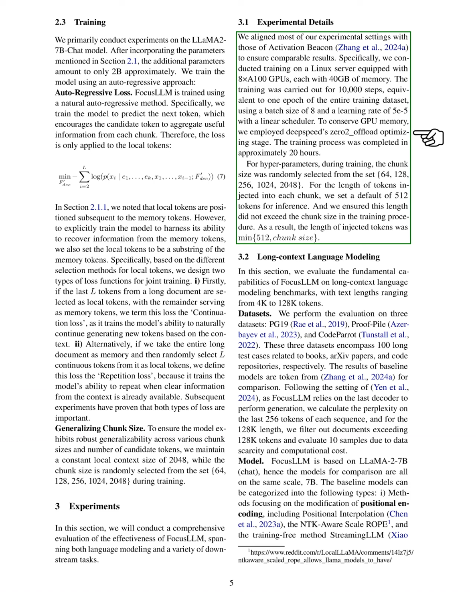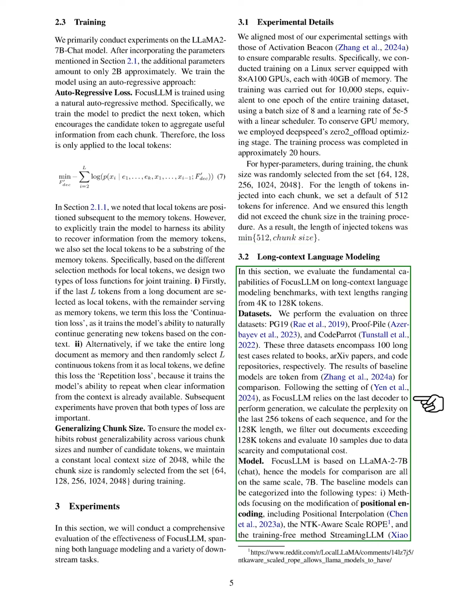Section: Long Context Language Modeling. In this section, we evaluate the core abilities of FocusLLM on long context language modeling benchmarks, with text lengths ranging from 4,000 to 128,000 tokens. We assess 3 datasets: PG19, ProofPile, and CodeParrot, which include 100 long test cases related to books, arXiv papers, and code repositories. We compare our results with baseline models.